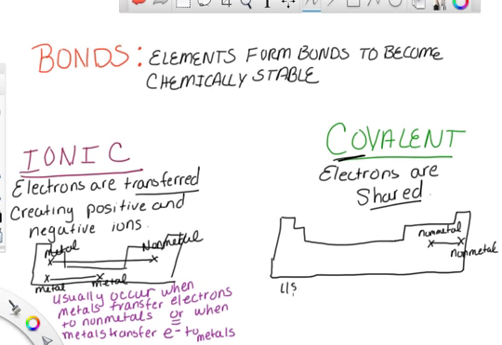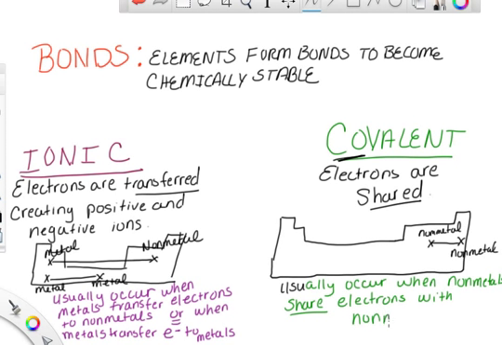So we're going to write this down here. Usually, I'm going to finish this in green, occur when nonmetals share electrons with nonmetals. And that's all for that page on PS4.